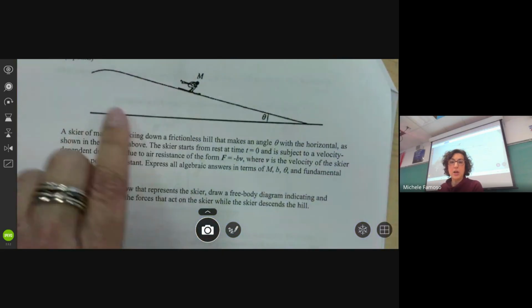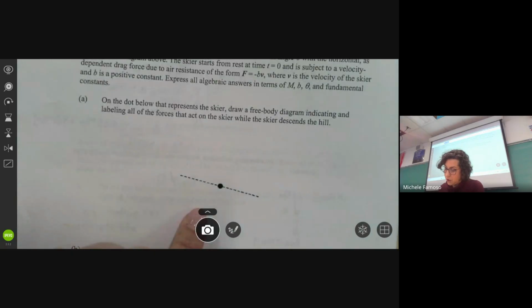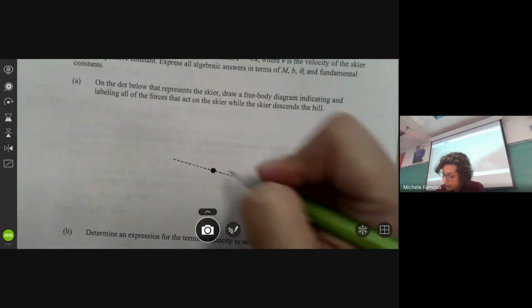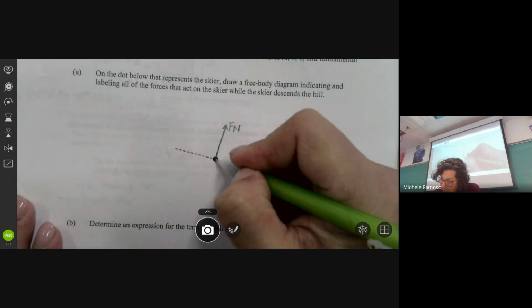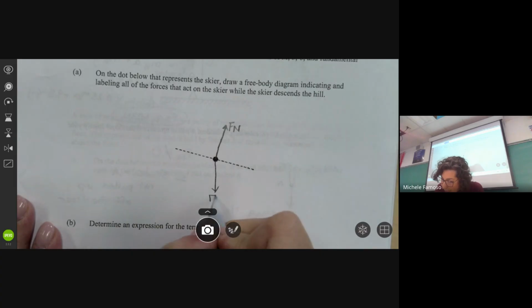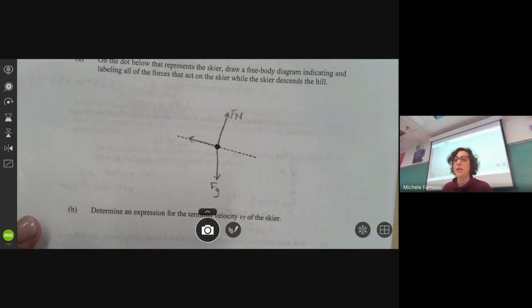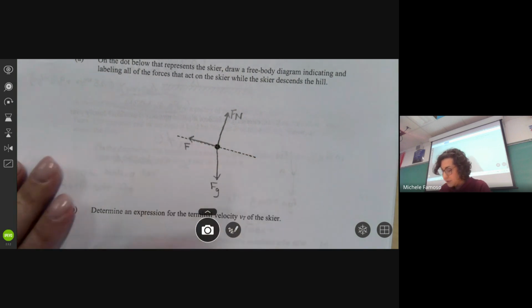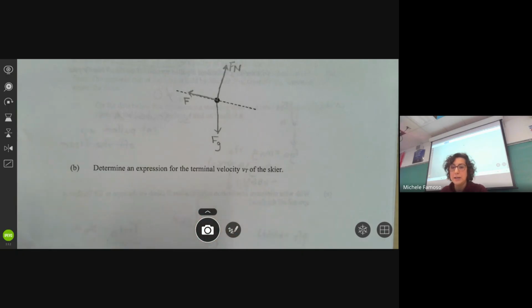Here is this skier. We have a frictionless hill. There is a drag force. Let's draw all the forces acting on the skier. That is the incline. There is a normal force which acts perpendicular to the incline. The skier's weight is directed straight down, and then the drag force is directed parallel to their velocity. So that is the force F that they are referring to. Now, part B says find the terminal velocity.